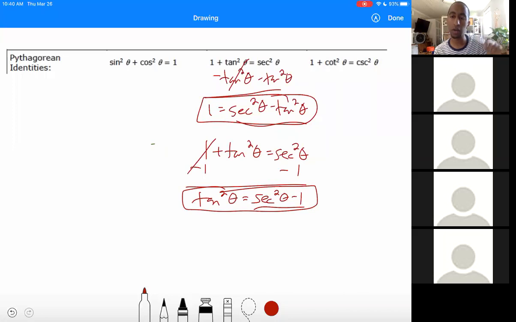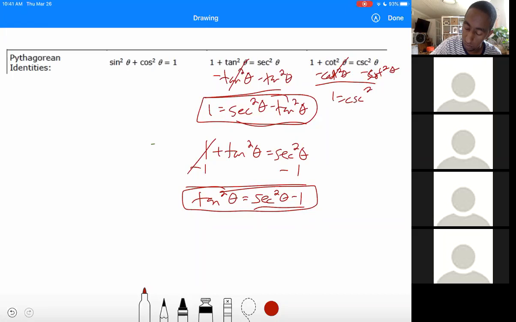You want to write the different combinations that could come up just by moving one thing to the other side. It would be the same thing over here. You could subtract cotangent squared of theta, and that means 1 equals cosecant squared of theta minus cotangent squared of theta. Or you can move the 1 over, and cotangent squared of theta equals cosecant squared of theta minus 1. So there are different combinations of these principal identities. I'm going to pause there and give you a minute to write down what you need to.